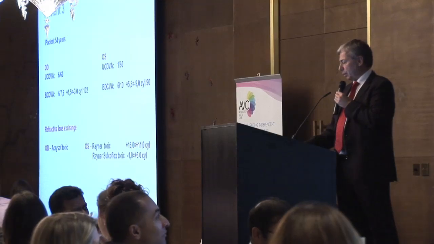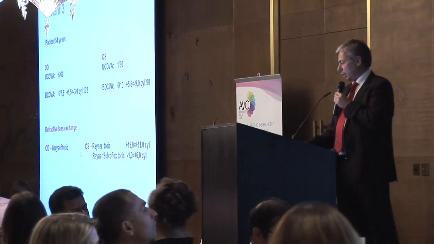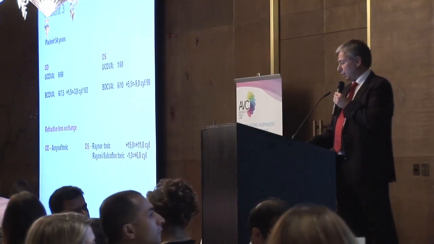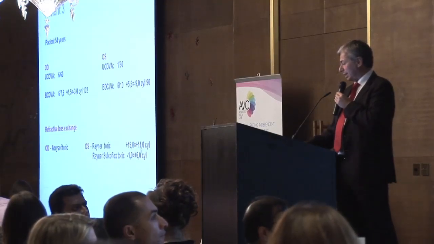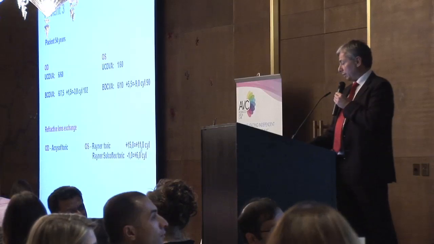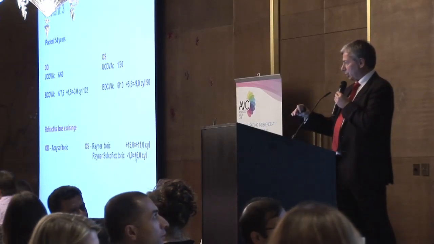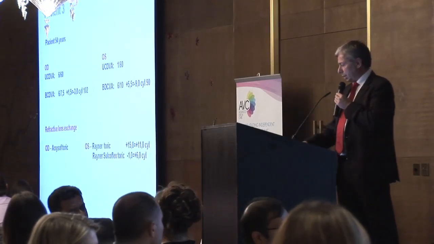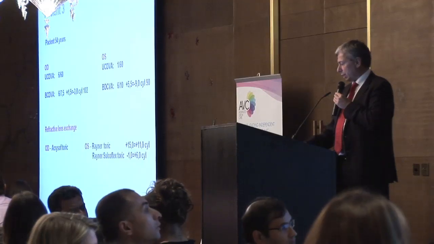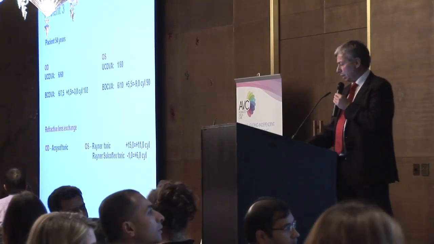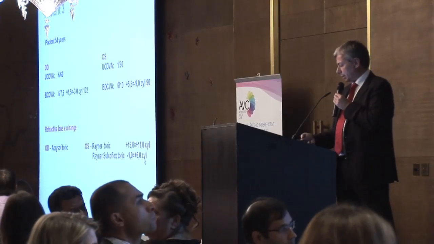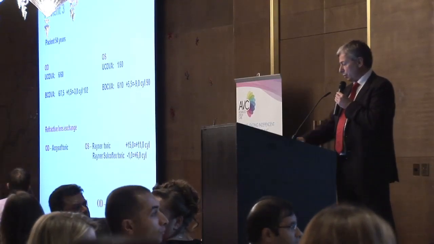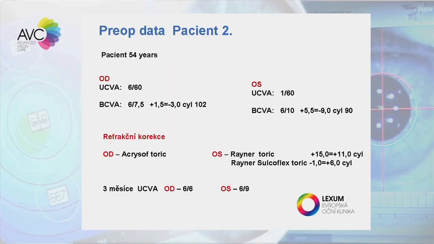In the right eye, we managed with Acrysof toric, and in the left eye, we implanted Rayner toric, which was plus 15, plus 11 cylinders, which was not enough, and then we added a piggyback lens, Rayner Sulcoflex toric. So there were 2 lenses in the eye, and we added -1 plus 6 cylinders, and the result 3 months post-op. Uncorrected visual acuity, right eye 6.6, left eye 6.9.